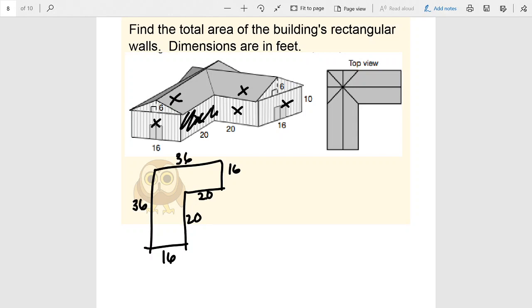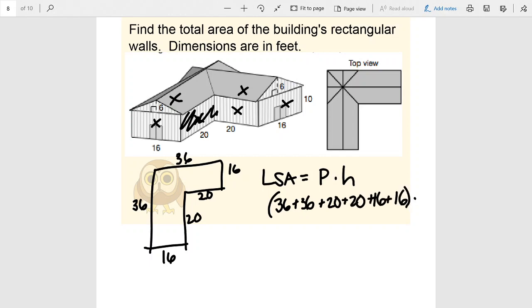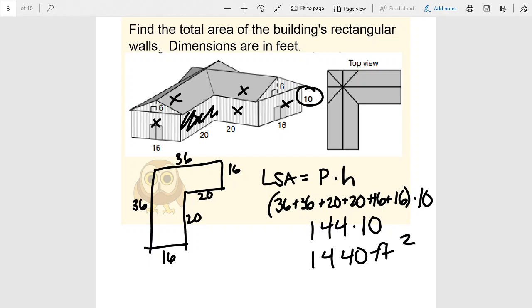Well, what we're actually being asked to find is just lateral surface area. We just want perimeter of the base times the height. So we're going to add it all up. 36 and 36, 20 and 20, and 16 and 16, by the height of, still the height, 10. When we add all of those up, we're going to get 144 times 10 is 1,440 feet squared. Okay? And that's all that we do for that one.